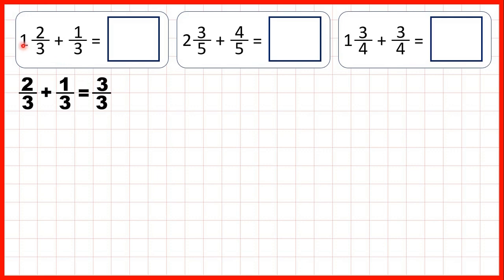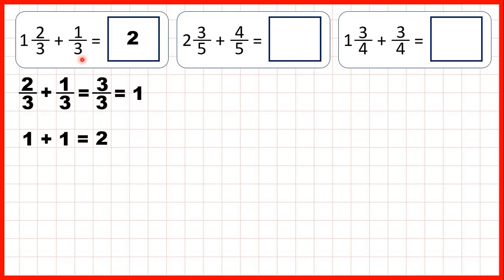But we can't write 1 and 3/3 as our answer, because in a mixed number, we need a proper fraction. Now 3/3 is the same as 1 whole, because 3 divided by 3 is 1. So when we add the 1 whole that we've made from adding our fractions to the 1 whole that we started with in our question, that gives us our answer of 2. So our answer is just 2 wholes.